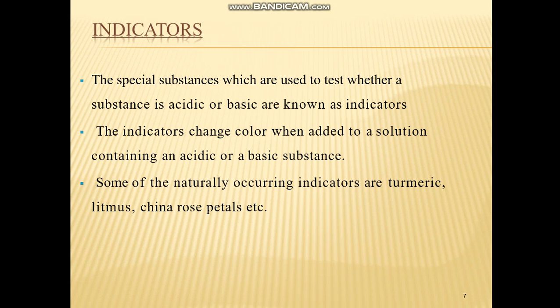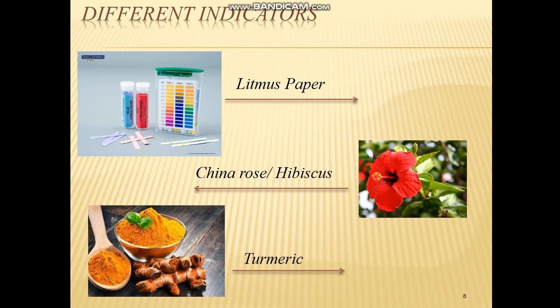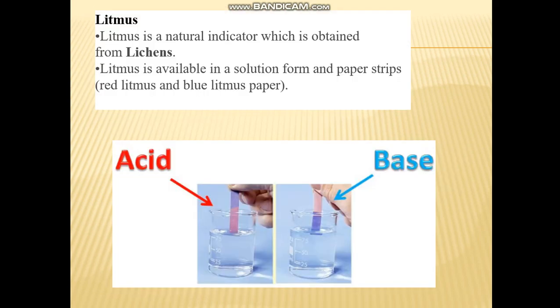Some examples are turmeric, litmus, and China rose petals, which are naturally occurring indicators. Turmeric, litmus and China rose petals. Here we can see a litmus paper, hibiscus or China rose, and turmeric. These are the different naturally occurring indicators. Litmus is a natural dye, and the most commonly used natural indicator is litmus.